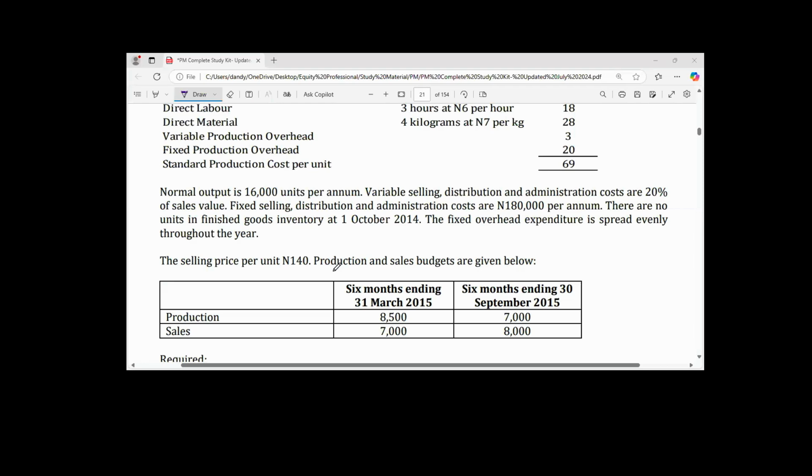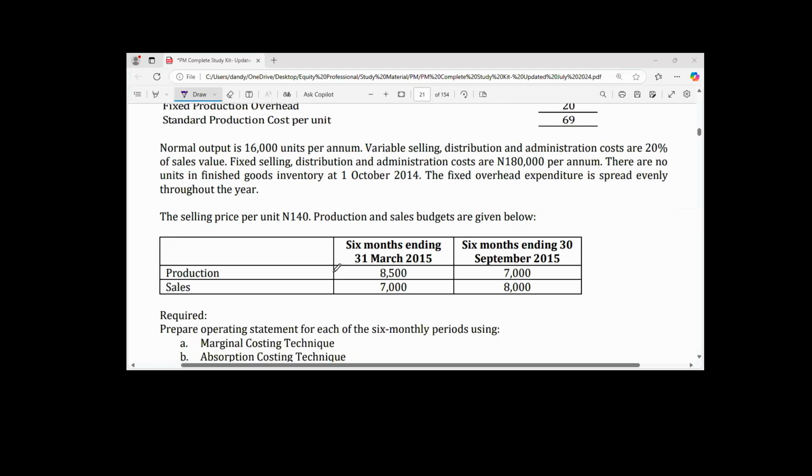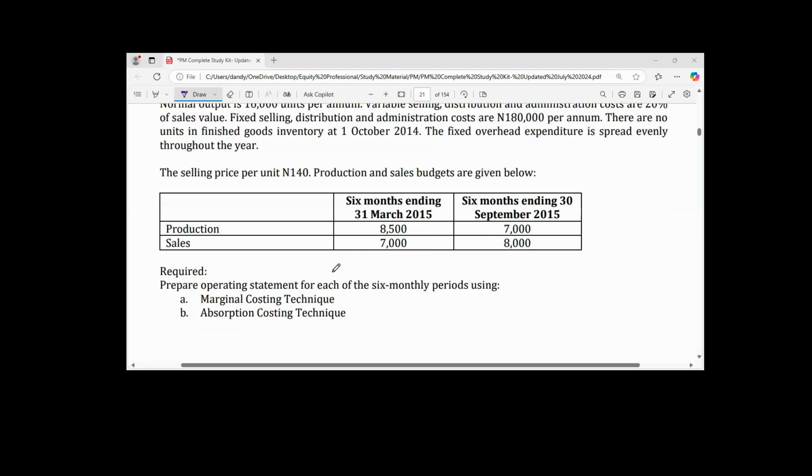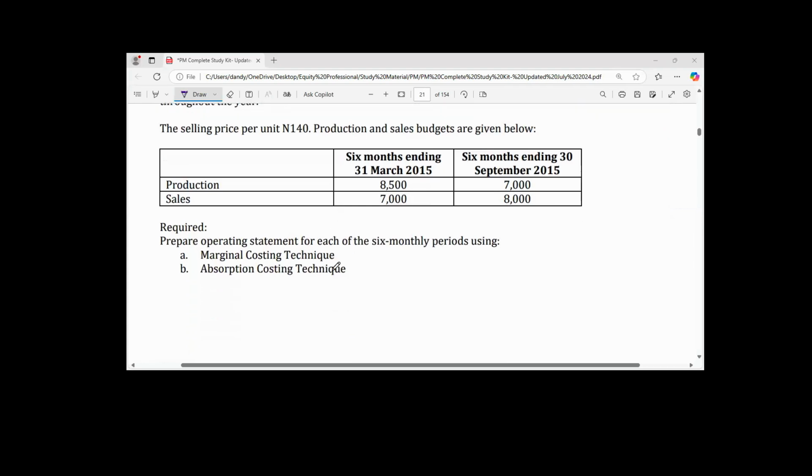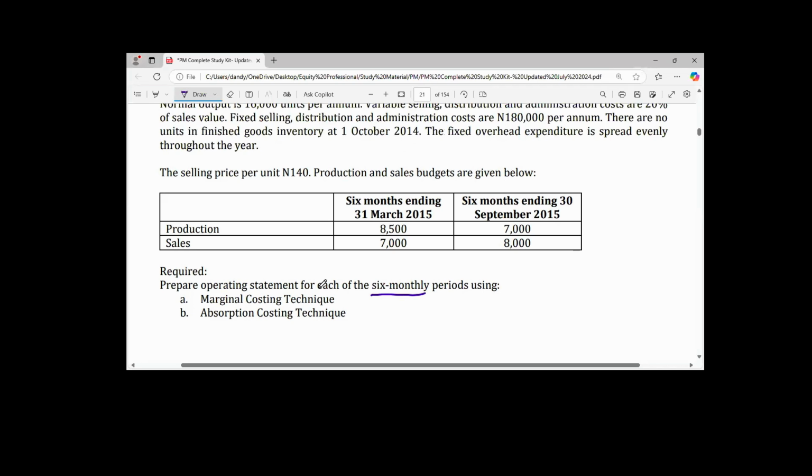Production and sales budgets are shown in the tables below and are said to be correct also. Required: prepare operating statements for each of the 6 monthly periods using A, marginal costing technique, B, absorption costing technique. Thank you very much, Grace. That is the question. The examiner wants you to prepare the operating statement using marginal costing technique.